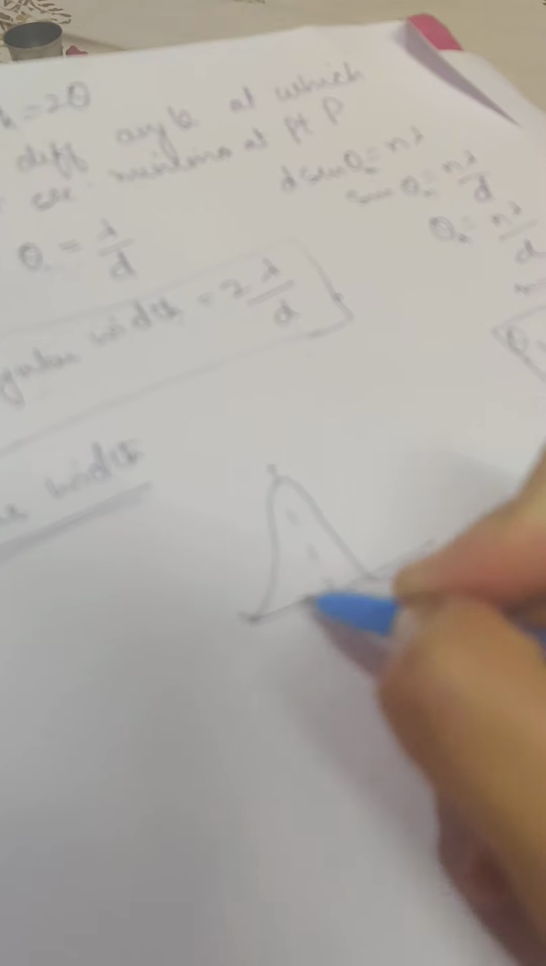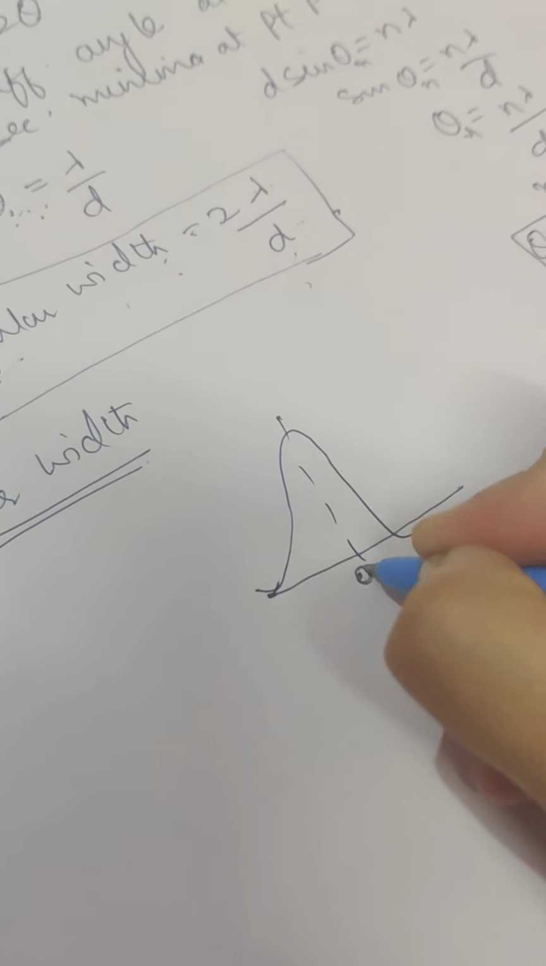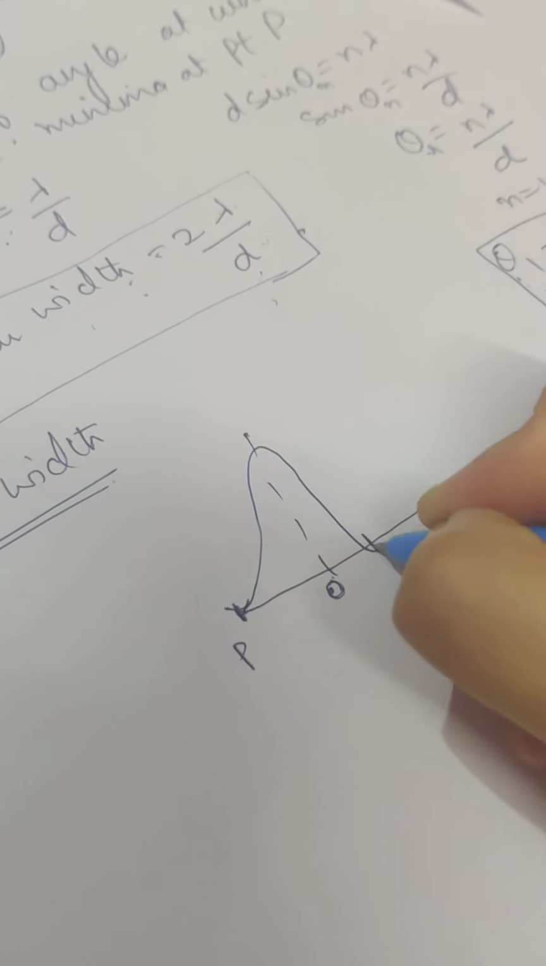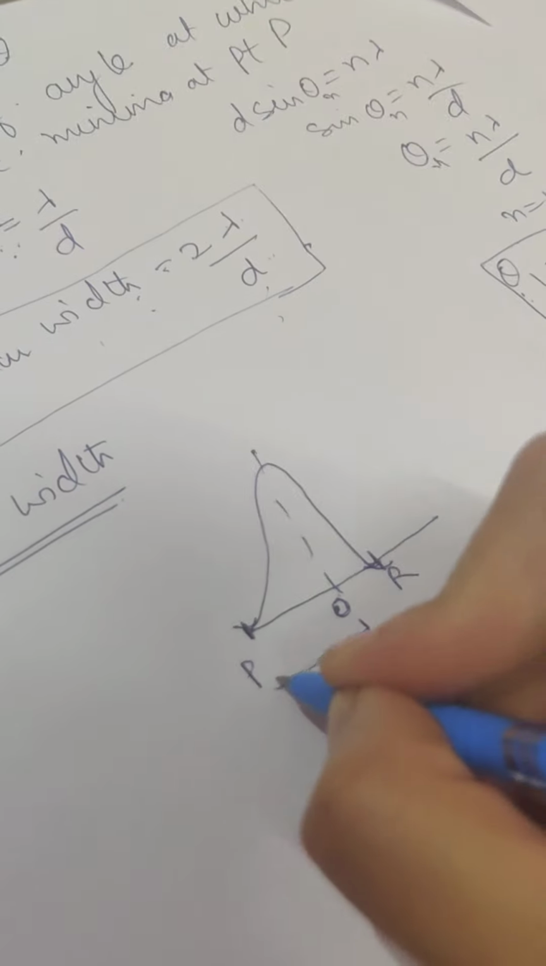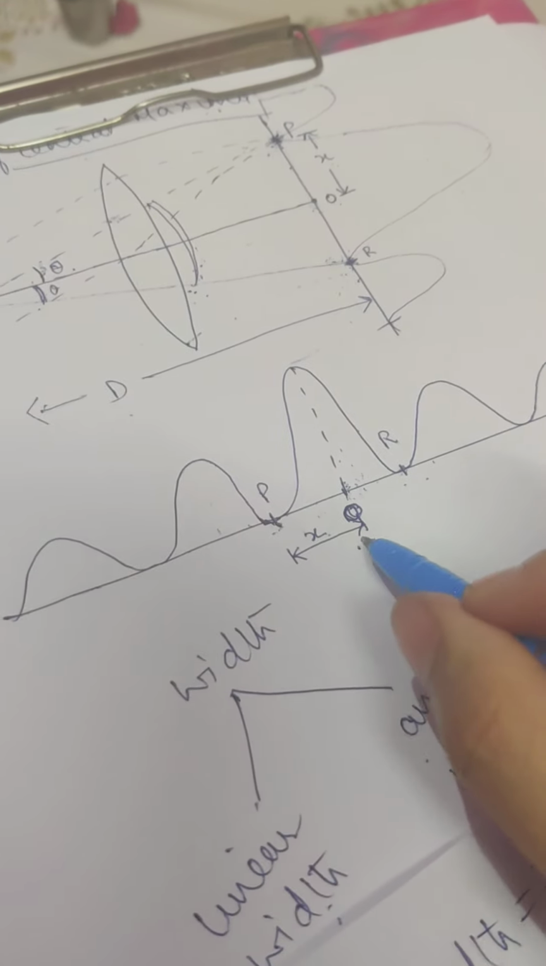I'm drawing only the central maxima. Is it clear or blur? Yes, it's clear now. This was my point O. This I consider as point P, and I also consider this point as R, and the distance from O to P I consider as X. This is my diagram. Okay beta.